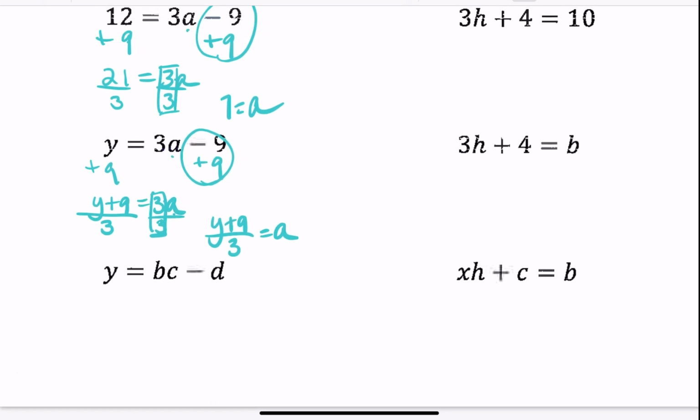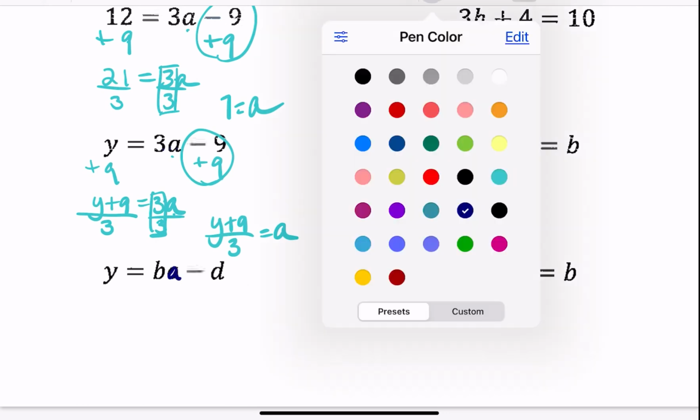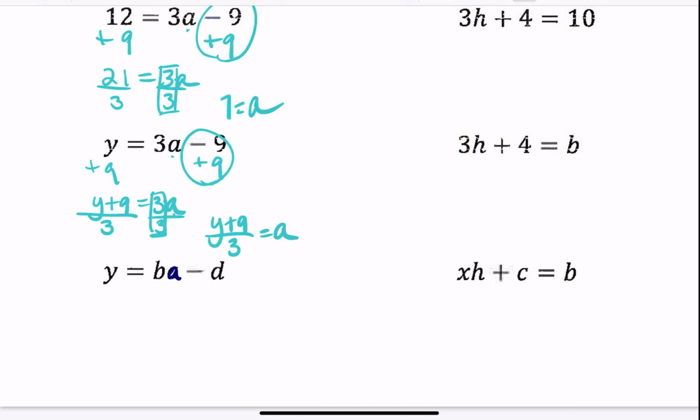Okay, next one, y equals bc minus d. And again, I'm solving for a. So guess what, guys? There's a typo in this. This should be an a, so change that to an a. Thank you. Okay, and then you're going to solve for a. You've got a minus d. It's being multiplied by b, and d is being subtracted, so you're going to get rid of that subtraction first. So you're going to add d to both sides. This becomes 0. You end up with y plus d equals ba.